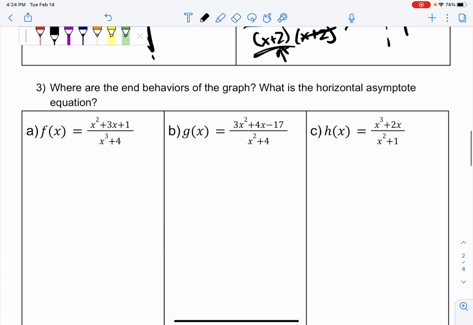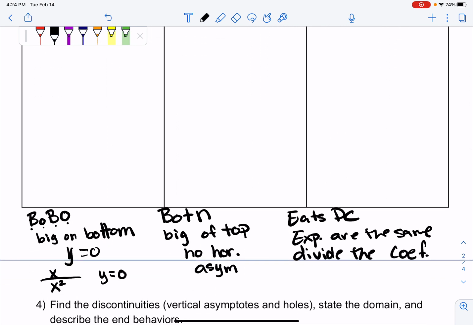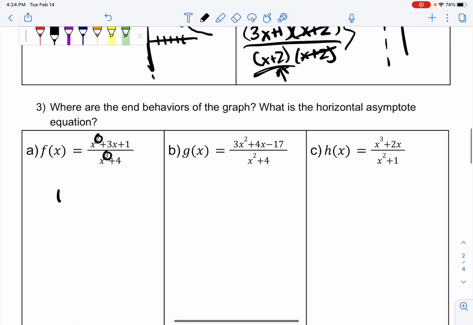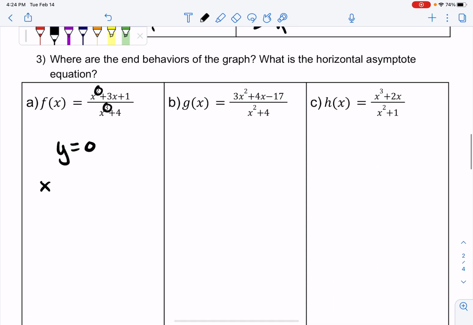function. All right, so in this example here, this is a bigger on bottom because we have a 3 on the bottom and a 2 on the top. So bigger on bottom, y equals 0. So this has a horizontal asymptote at y equals 0. That means as x goes to negative infinity, y is going to approach 0. And as x goes to infinity, y is also going to approach 0. And for this class, you don't need to know if we're rising or falling. You'll get into that in pre-calc next year.